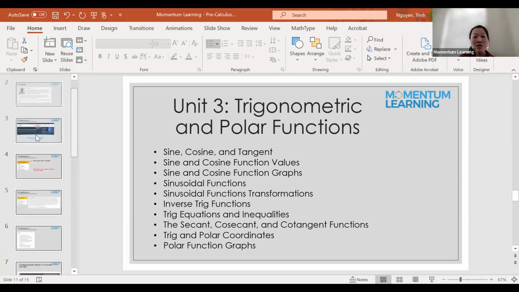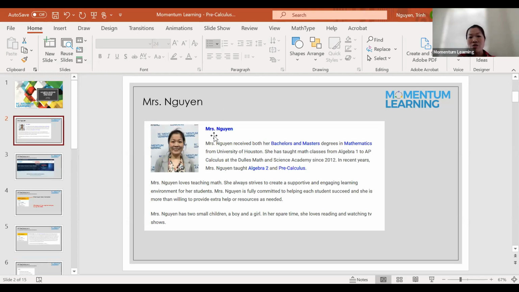Okay, so I will share my screen. I am a teacher at Dulles High School. It is a math and science academy in Sugar Land area in Texas. I have my bachelor and master degree from University of Houston. I taught from Algebra 1 all the way to Calculus AB. At our school currently, because it's a math and science academy, we offer Calculus AB, Calculus BC, and multivariable calculus. So think of it as Cal 1, Cal 2, and Cal 3 in college. So the kids can earn college credit for that. This current year, I am teaching Algebra 2, pre-AP or AAC.